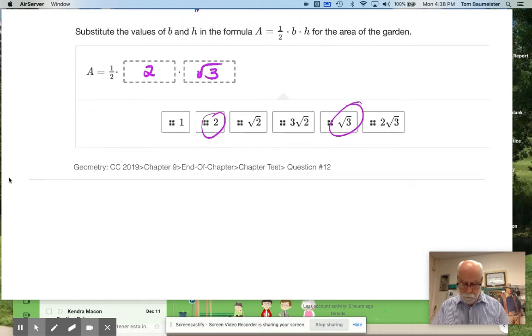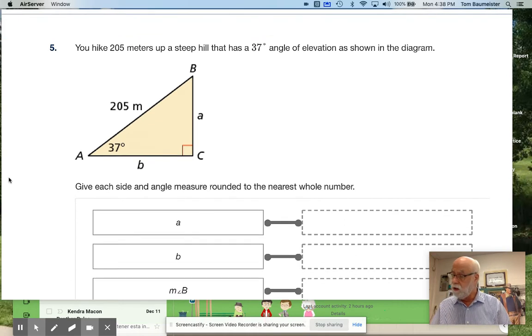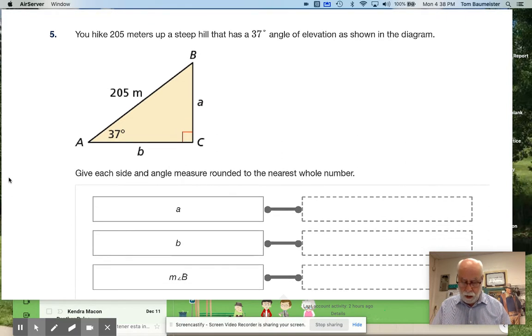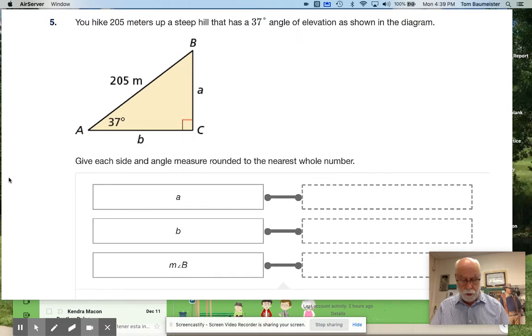Okay? All right. So you hike 250 meters up a steep hill, which has a 37-degree angle of elevation as shown in the diagram. Give each side and angle measure rounded to the nearest whole number. So again, you have to look and see what you have there, ladies and gentlemen. We have this angle here, and it looks like we have our hypotenuse. Remember, we have to have at least one side and the angle, or 2 sides.